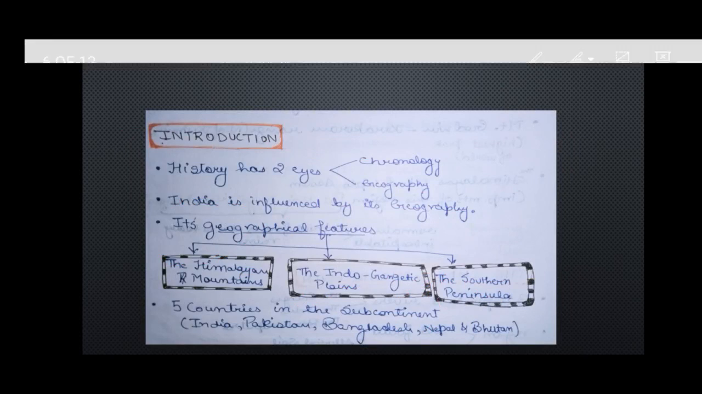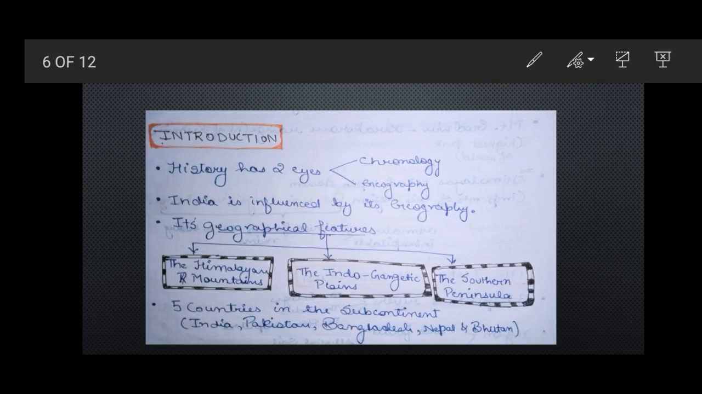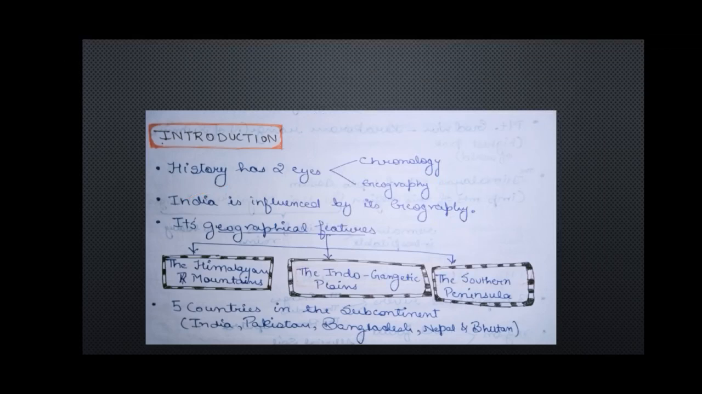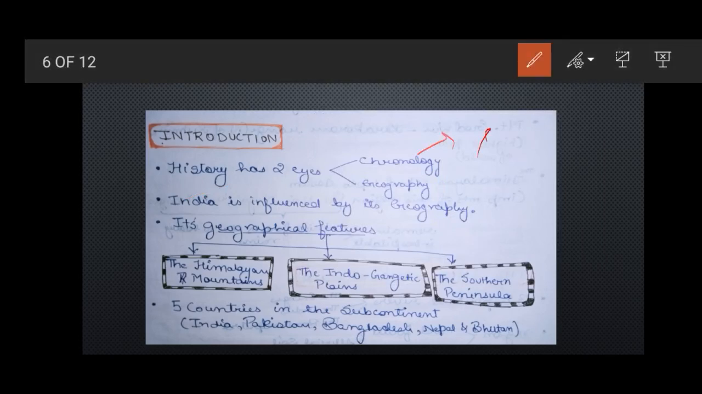The first topic, the introduction, deals with the general thing, that the history of any region can be known from two eyes. The first is its chronology, and the second is its geography. The first, chronology, means the series of any events. Suppose anything happens in a series of events, then this particular term, chronology, is used to define it.